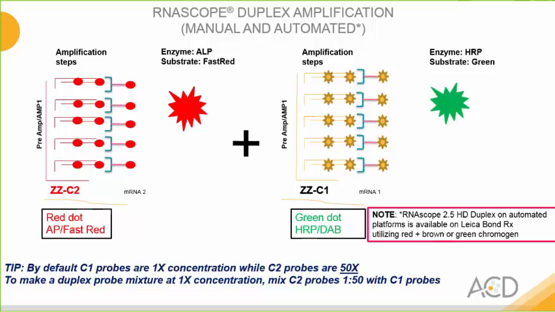By default, the C1 probe is provided as 1x ready to use, and the C2 probe is provided as 50x. So for the hybridization step, you make a mixture of the C1 and C2 probes and apply it on your sample. You can do so by diluting the C2 probe 1 to 50 with the C1 probe. It's also possible to use the C2 probe alone. In that case, you just dilute the C2 1 to 50 with the probe diluent.